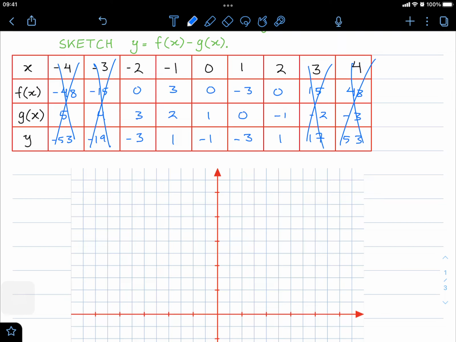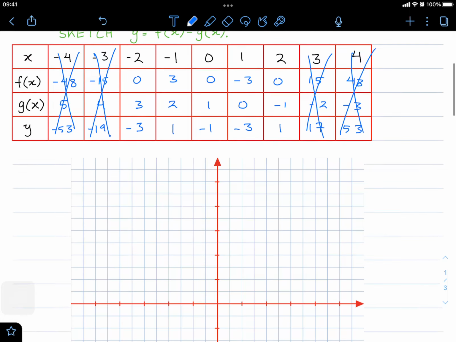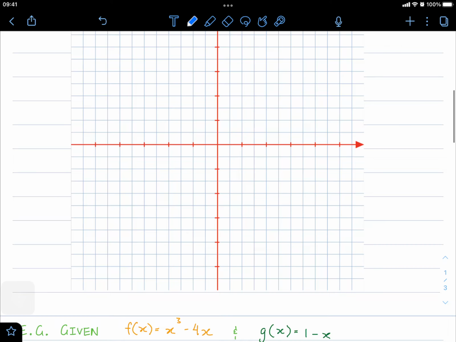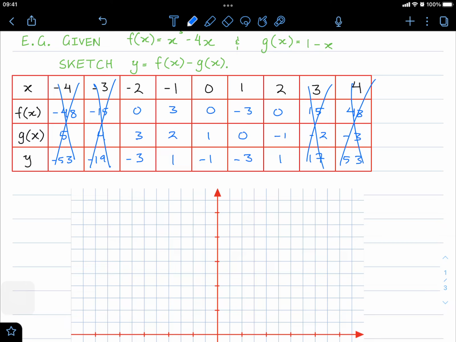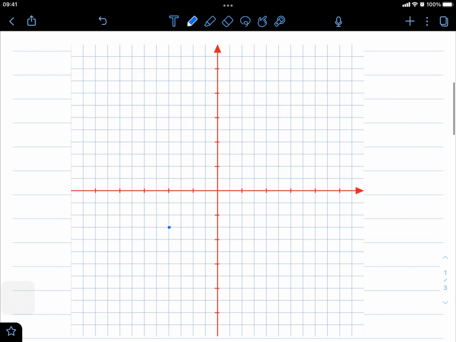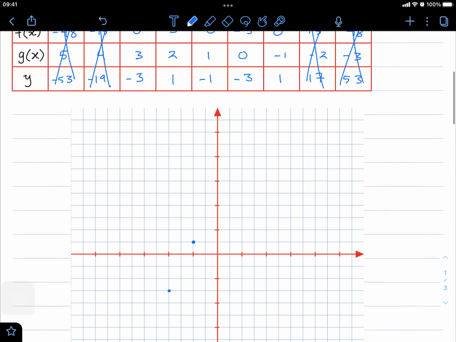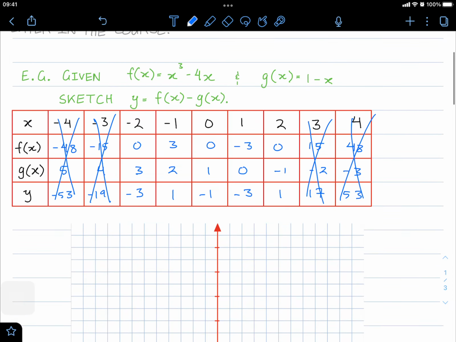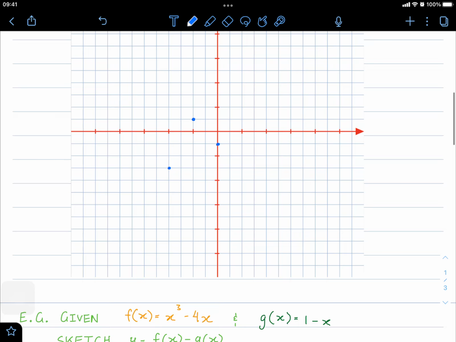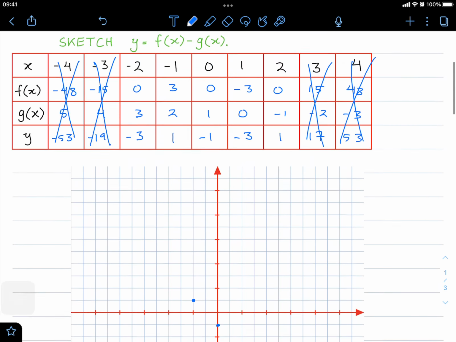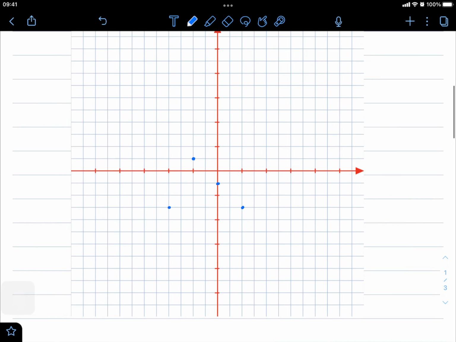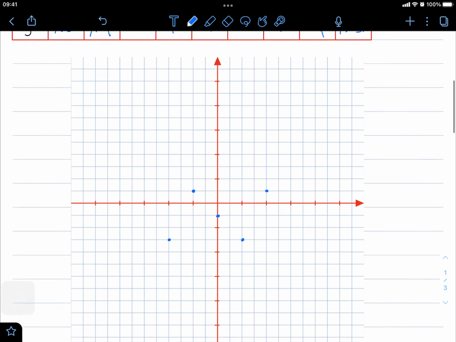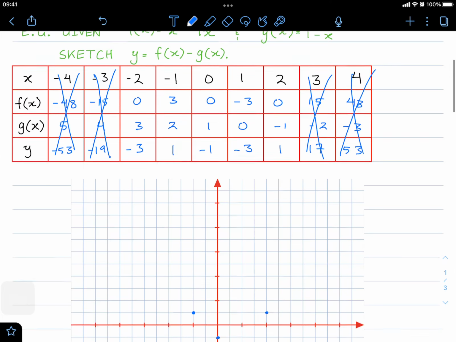So negative 2, negative 3. Negative 2, negative 3 is here. Negative 1, 1. 0, negative 1. 1, negative 3. 2, 1. And unfortunately, that's all we have to work with.